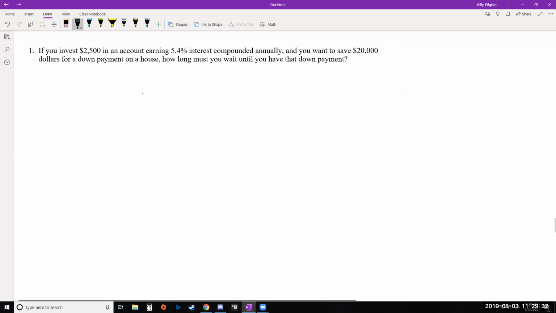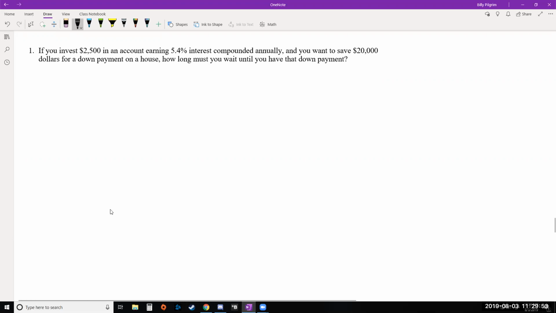Let's think about what we have and what we're looking for. We have the starting investment, the principal. So here's P, 2,500. We have the growth rate, 5.4%. We have the future value. We want to have 20,000 in the future, so that's our future value. So we have A, P, and R, and we're looking for T. The question here is how long, which means we're looking for T, the time.